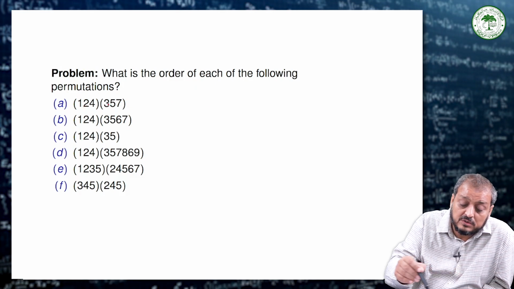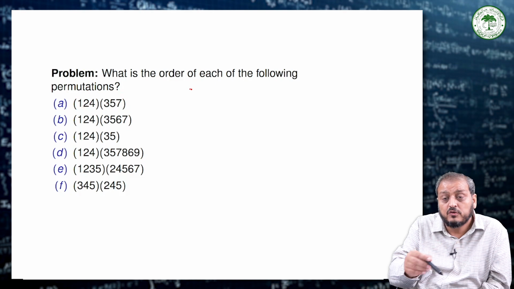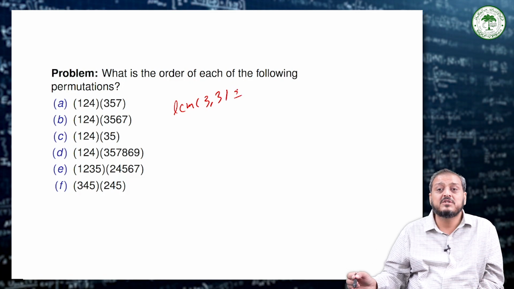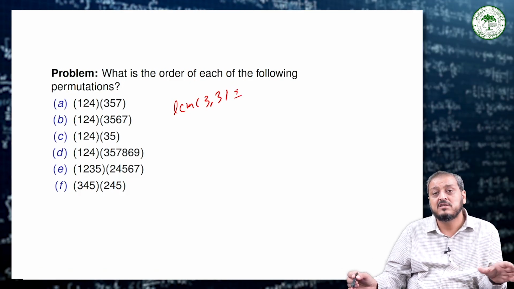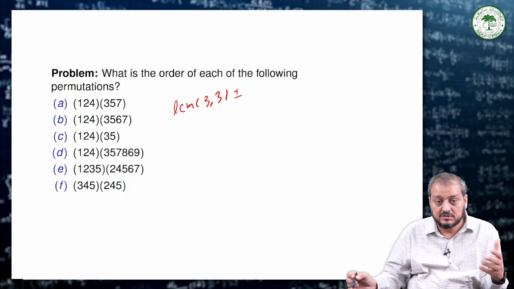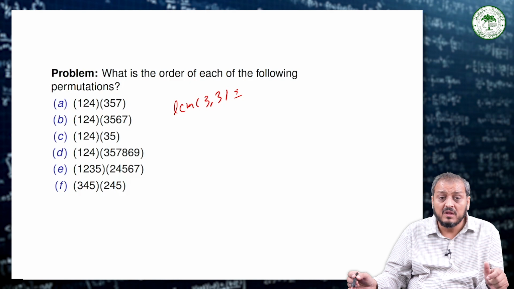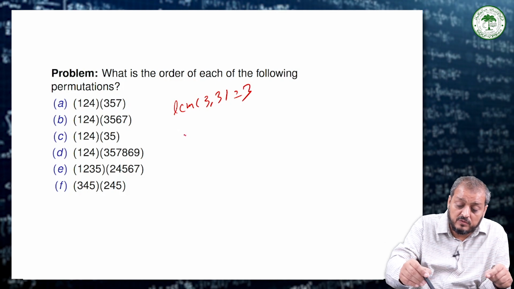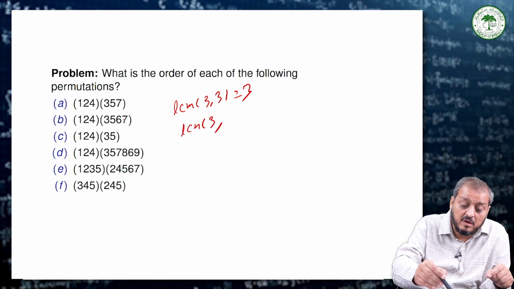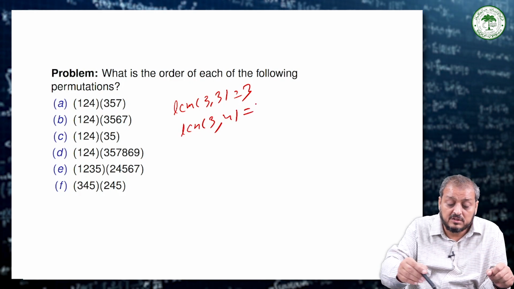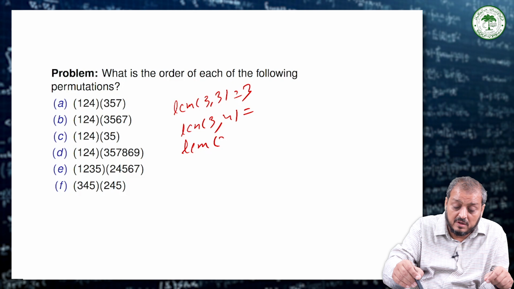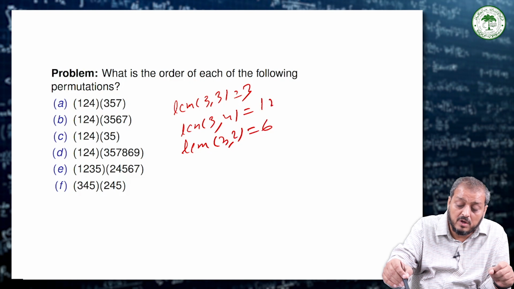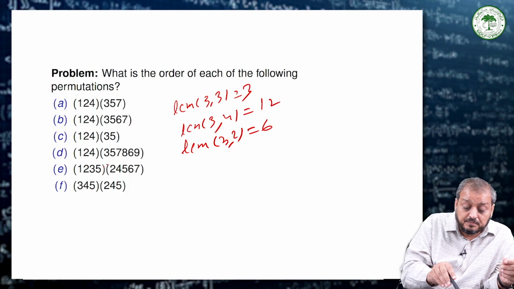Here one length is 3, and the other length is 3. So we take the LCM of 3 and 3. By the theorem, if the cycles have lengths m and n, then the LCM of m and n is the order of this disjoint permutation. So this is equal to 3. Now we take the LCM of 3 and 4, and similarly the LCM of 3 and 2, which is 6. And the LCM of 3 and 4 is 12.